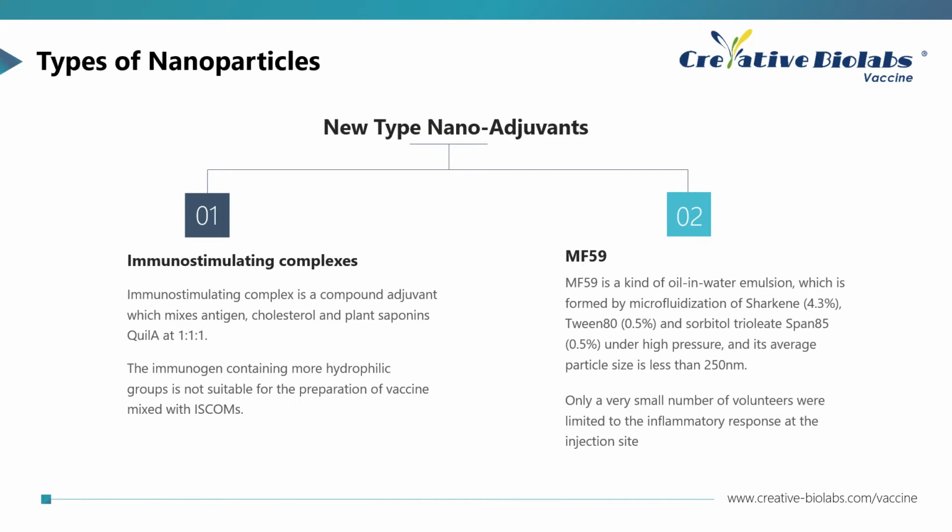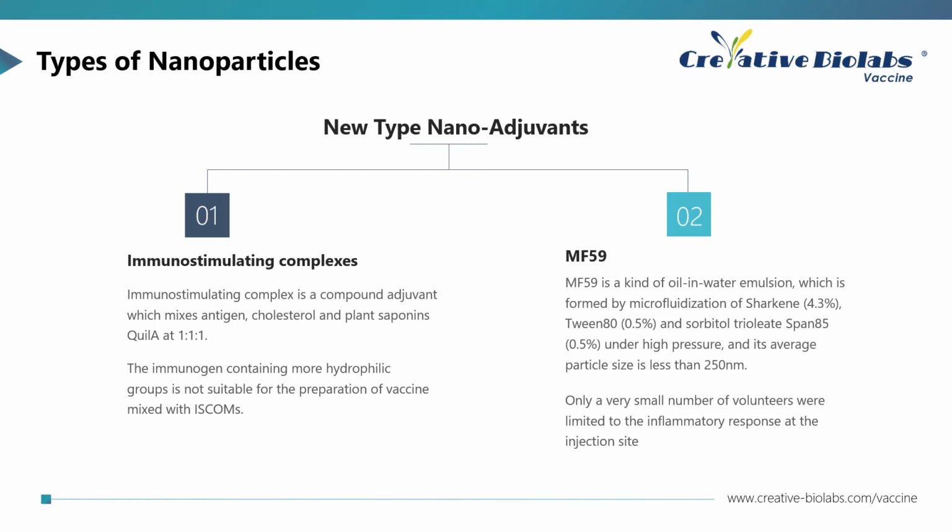However, ISCOMs cannot form immune complexes with all target antigens. They can only bind to immunogens containing more hydrophobic groups. The immunogen containing more hydrophilic groups is not suitable for the preparation of vaccine mixed with ISCOMs.